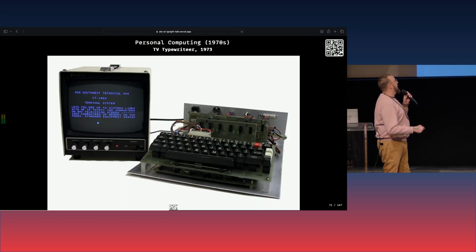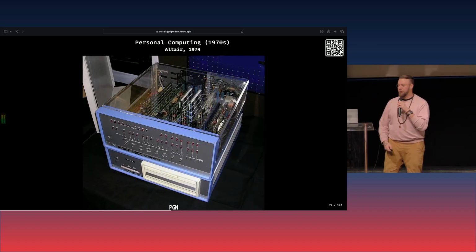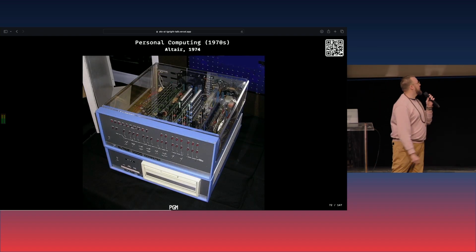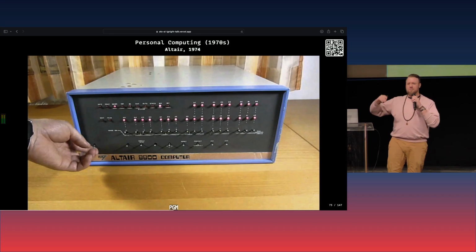This was just a typewriter, 1973. It didn't do anything. You could just type on your screen. The Altair, some of y'all may be familiar with this. Someone was like, yeah, that's a cool computer, but the way you coded it was you flipped these switches, and you wrote everything line by line by flipping switches like this.